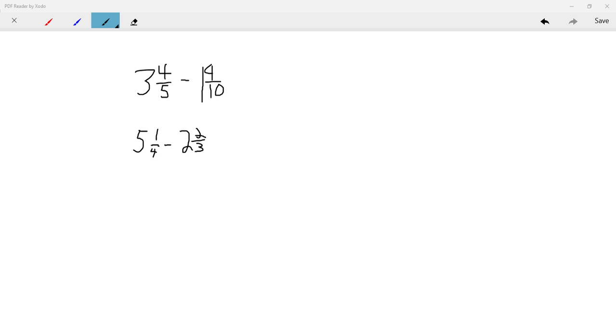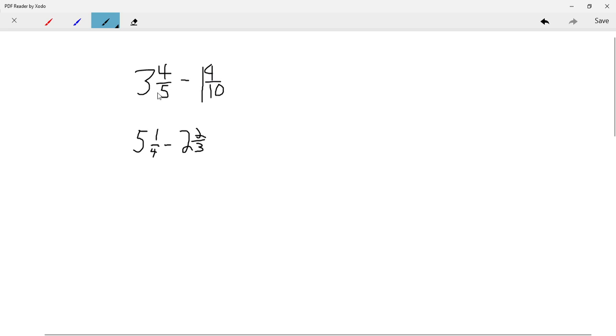Today we are going to talk about subtracting mixed numbers again, but this time we are going to use a different method. Last time we used borrowing. Today we are going to turn these mixed numbers into improper fractions and then subtract them. So, we have 3 and 4/5 minus 1 and 9/10.